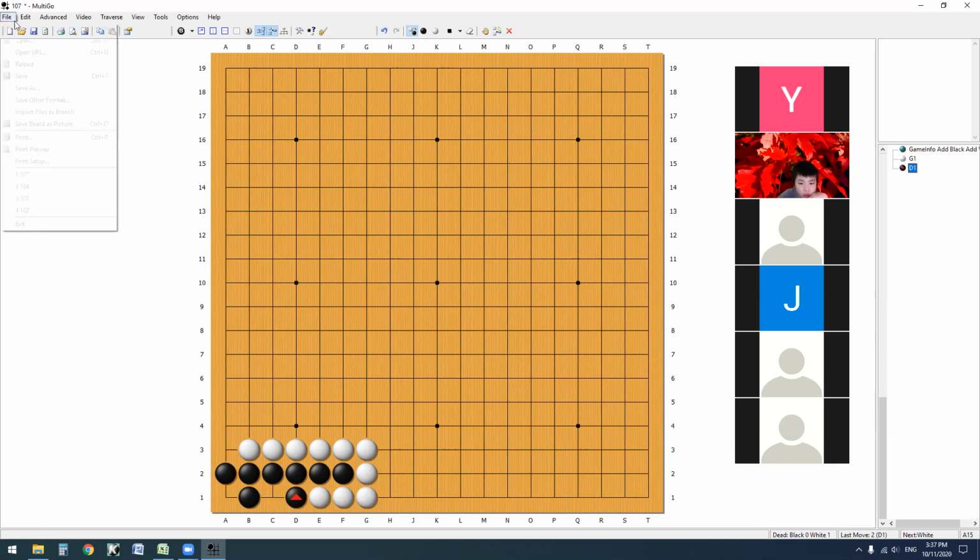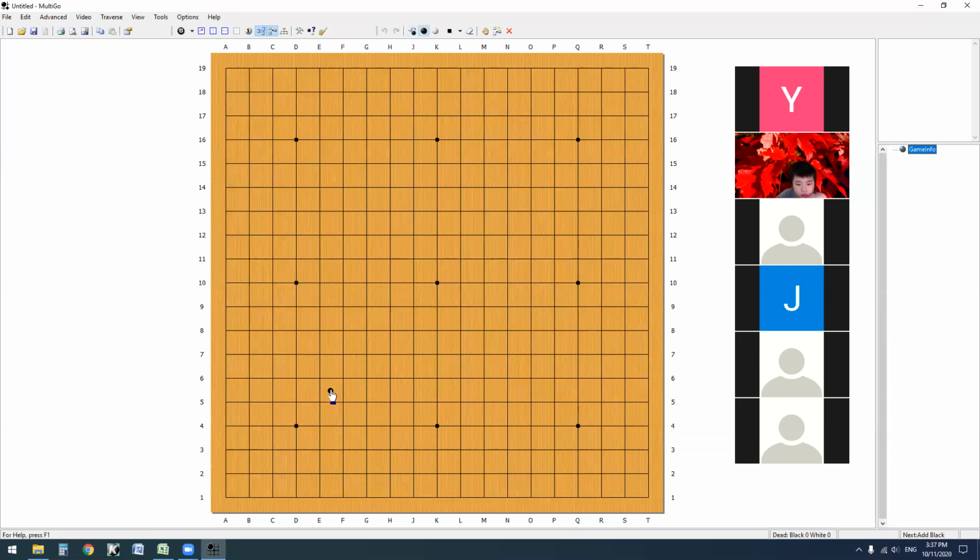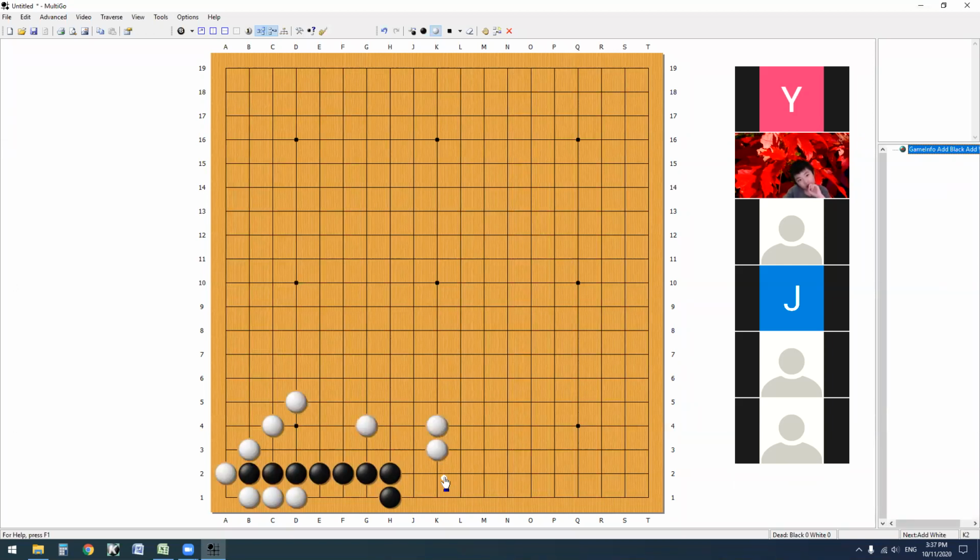What about something like this? And I'm not finished. Is this black alive or is it dead? Alive. Yes, A1, because these three stones cannot connect back. If it connects, you take.